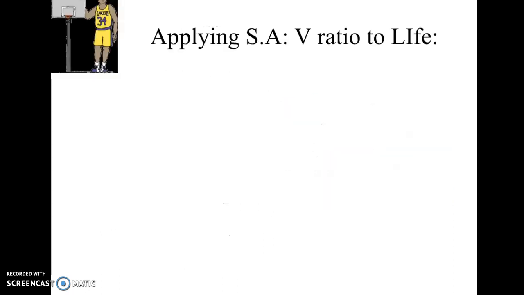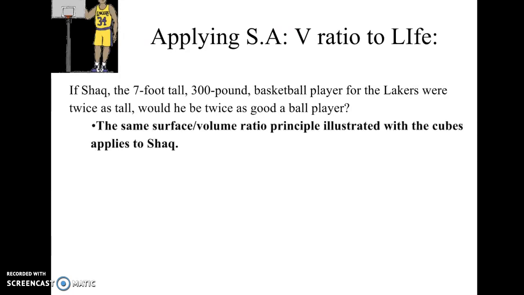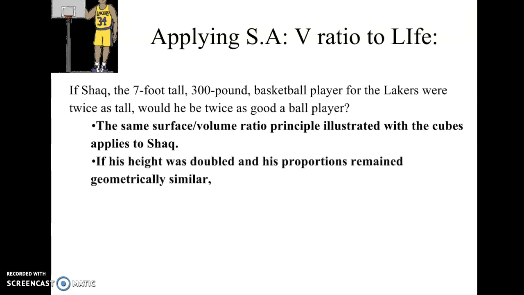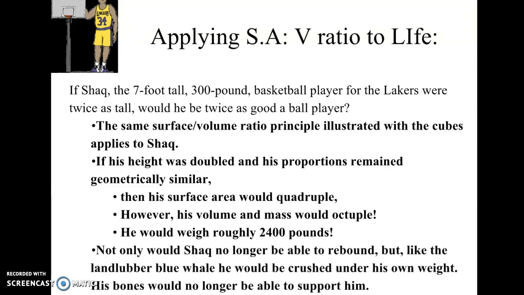So if we looked at Shaquille O'Neal, who all of you guys probably know was a basketball player who was 7 feet tall and 300 pounds. If he were double the size, would he be double as good of a player? Well, the same surface area to volume principle illustrated by cells exists with him. If his height were doubled, his proportions would be the same, but his surface area would be quadrupled and his volume would be octupled, which means he would weigh like 2.5 tons. Not only would he not be able to rebound anymore, but he probably would be crushed under his own weight, sort of like a blue whale. He'd have to live in the ocean from then on.